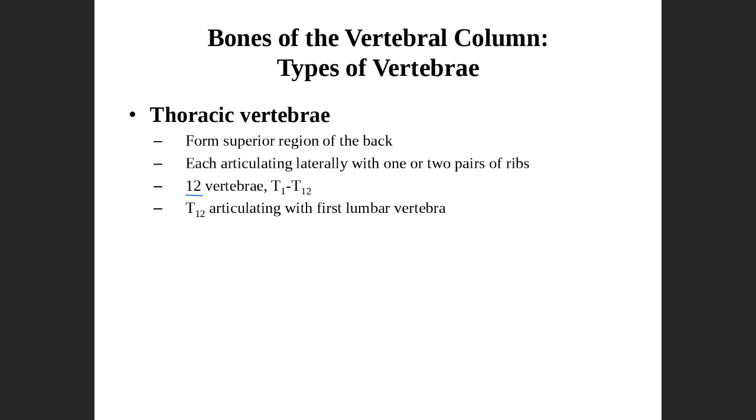And they're numbered the same way as we numbered the cervicals. The lower number is going to be superior to the higher number. So T1 is on top of T2. T12 will be below T11. And that last thoracic vertebra, T12, will then articulate with the first vertebra in the lumbar spine, which is L1. Okay?